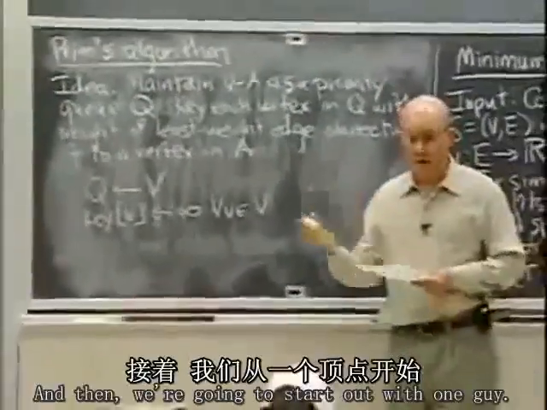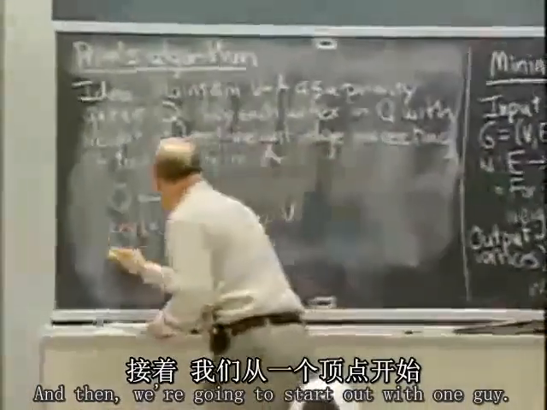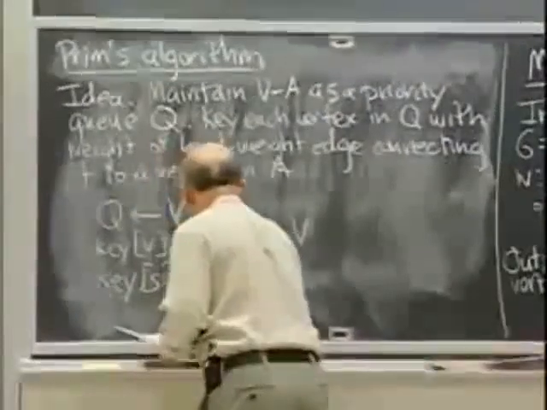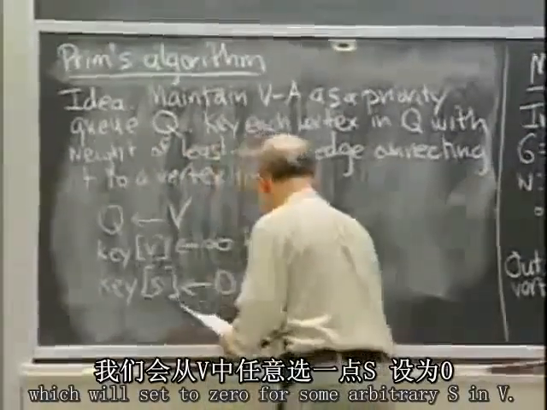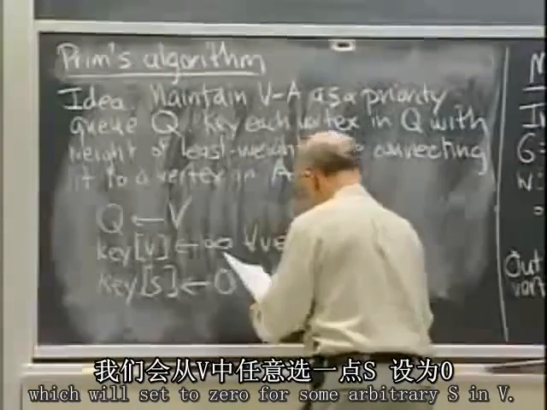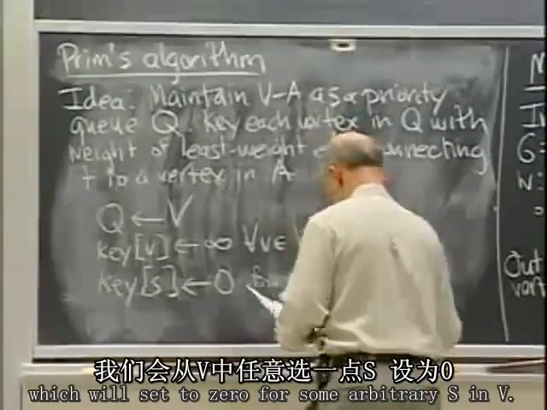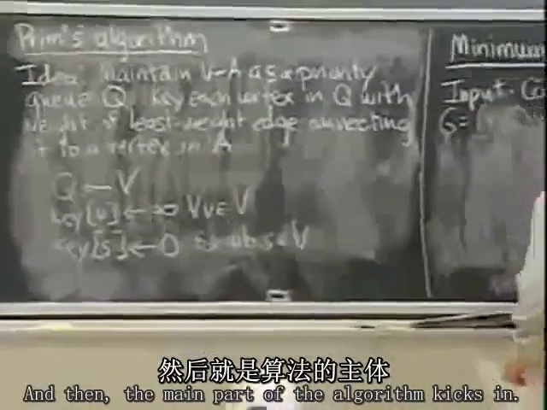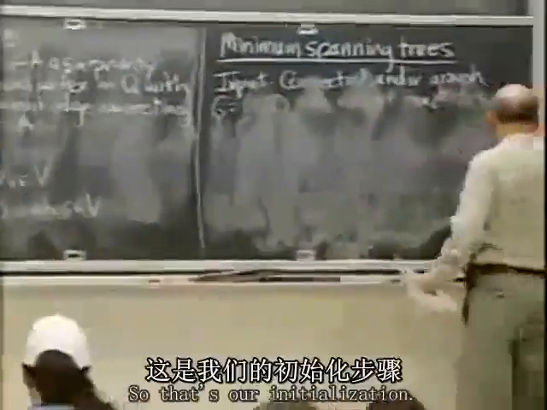And then we're going to start out with one guy, we'll call him S, which we'll set to 0, for some arbitrary S in V. And then the main part of the algorithm kicks in. So that's our initialization.